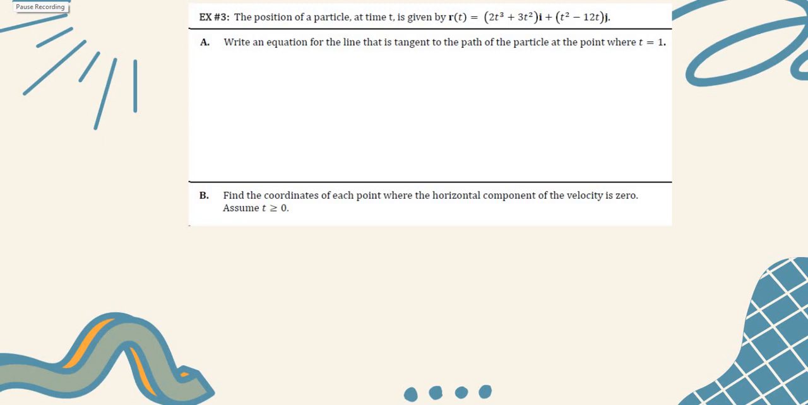So this says the position of a particle at time t is given by r of t equals 2t cubed plus 3t squared times vector i plus t squared minus 12t times vector j. Write an equation for the line that is tangent to the path of the particle at the point where t equals 1.